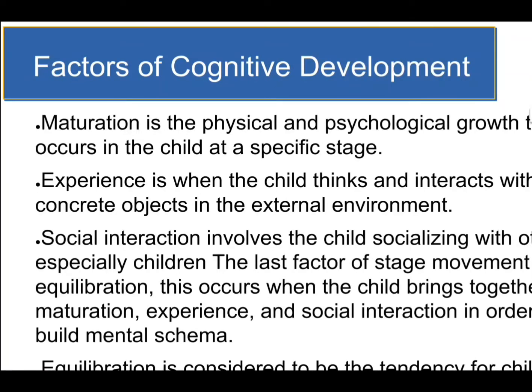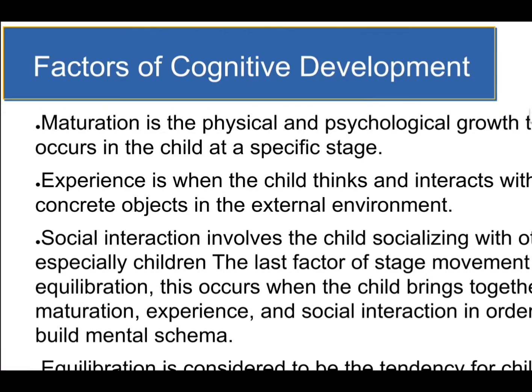The next is factors of cognitive development. Mainly there are four factors given by Piaget in his cognitive development theory. First is maturation. Maturation is the physical and psychological growth that occurs in the child at a specific stage. Experience is next. Experience is when the child thinks and interacts with real and concrete objects in the external environment. The next is social interaction. Social interaction involves the child socializing with others, especially children.